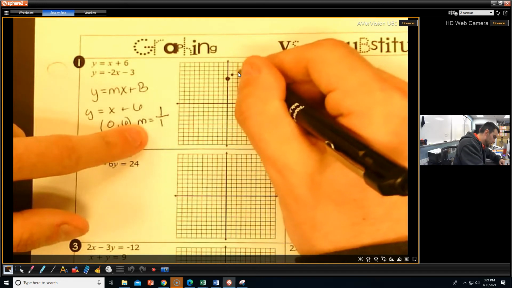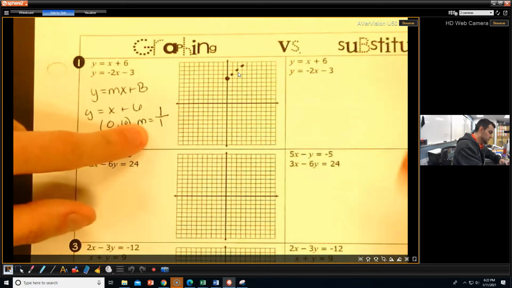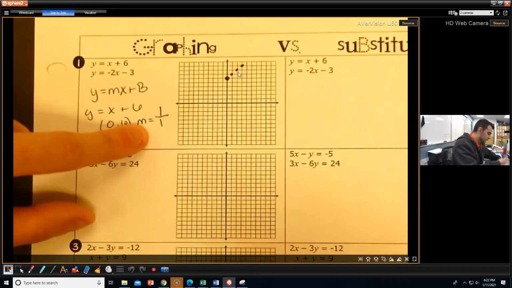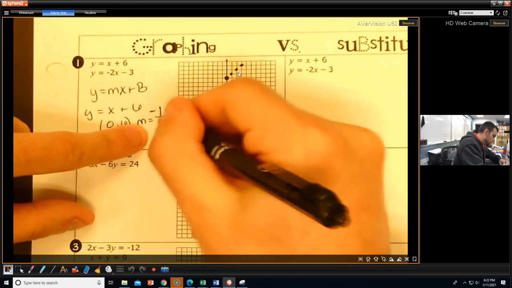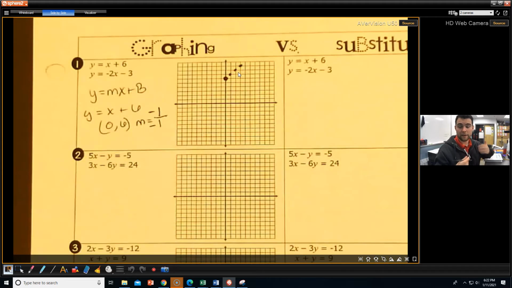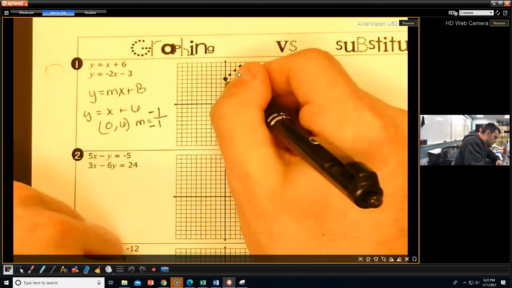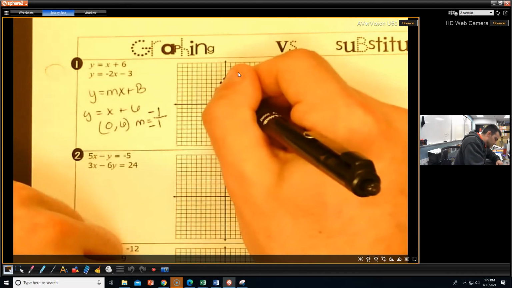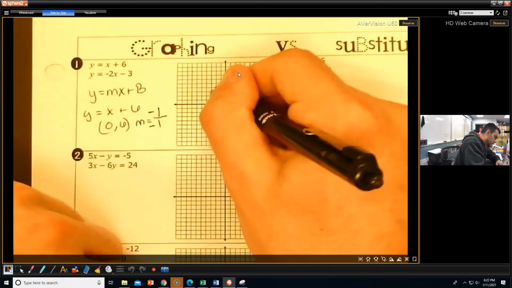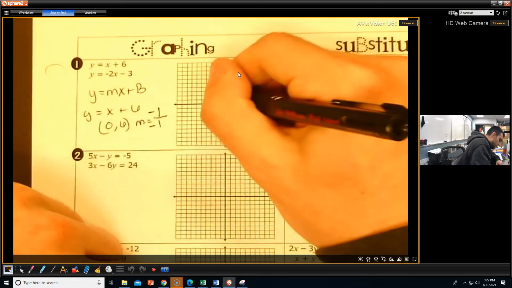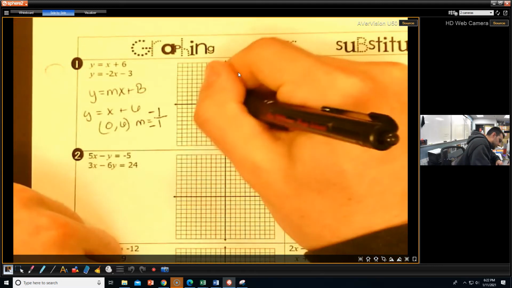Go up 1, right 1, up 1, right 1, and I can keep doing that. I could also go the other way. I can treat this as a negative 1 over a negative 1. A negative divided by a negative is a positive 1, so I get the same slope. Let's go down 1, left 1, down 1, left 1, down 1, left 1, and we have a pretty good idea what this line is going to look like now.